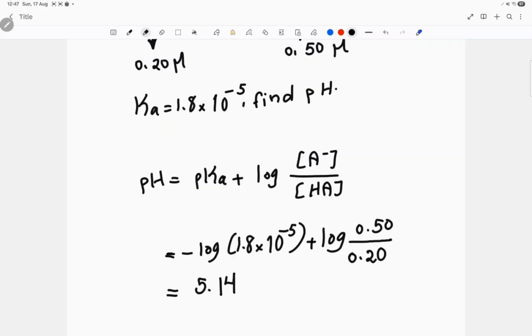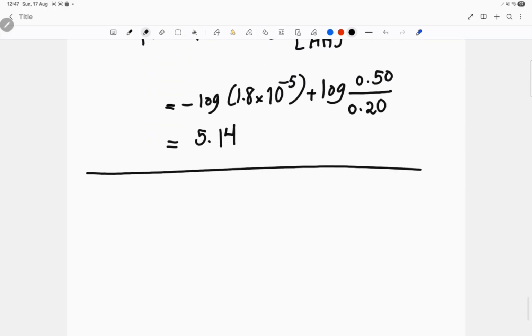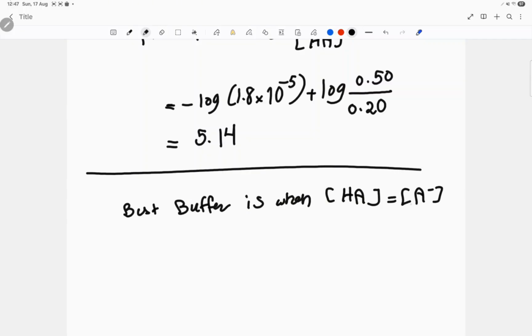Okay. Now, the best buffer is when the concentration of the weak acid is the same as the concentration of the conjugate base, because the log of the conjugate base over the weak acid is like saying the log of 1, and log of 1 is 0.